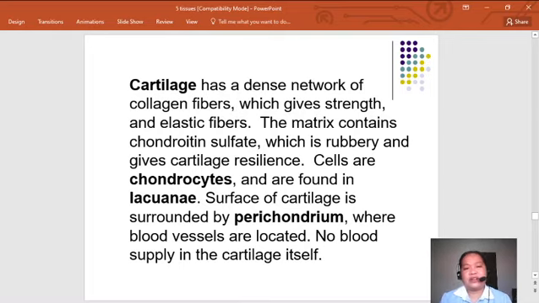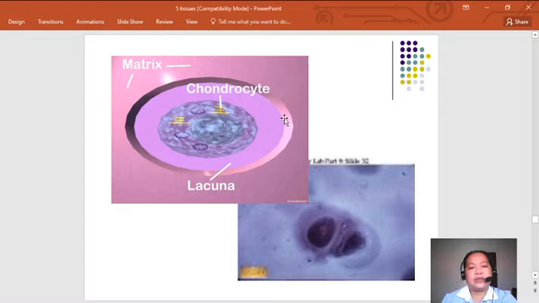The cells are called chondrocytes and are found in a lacuna. So they are enclosed in a capsule called the lacuna. The surface of cartilage is surrounded by perichondrium, where blood vessels are located. There is no blood supply in the cartilage itself. So this is the lacuna, and this is the matrix. The lacuna encloses the chondrocytes.